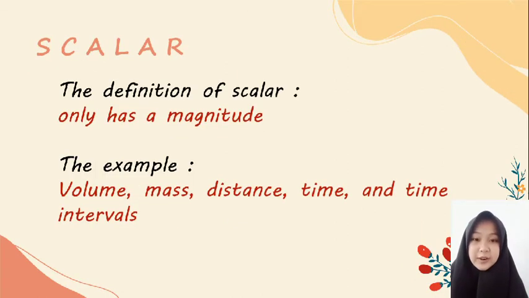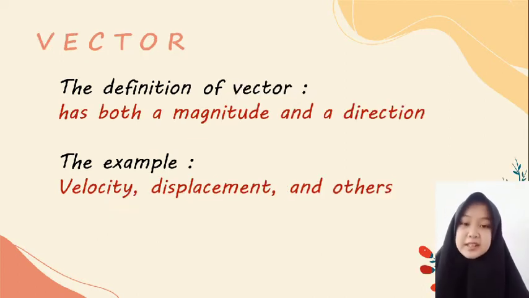The definition of scalar. A scalar quantity is a quantity that only has a magnitude. The examples: volume, mass, distance, time, and time intervals. Second, the definition of vector. A vector quantity is a quantity that has both a magnitude and a direction. The examples: velocity, displacement, and others.